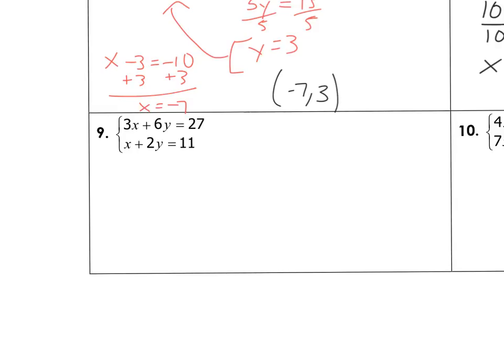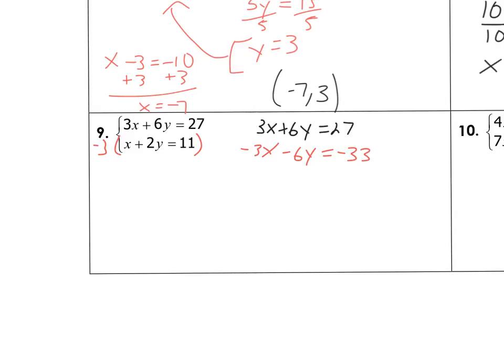So there's one where we're going to have to multiply either the top or the bottom equation. Looks like it'll be easiest to multiply the bottom equation, and actually I'm going to multiply it by negative 3. Actually negative 3 would be the only thing you can multiply it by, and you'll see what happens in a moment. So the top equation is still going to be 3x plus 6y equals 27, and then that bottom equation, when we multiply everything by negative 3, would be negative 3x minus 6y equals negative 33.